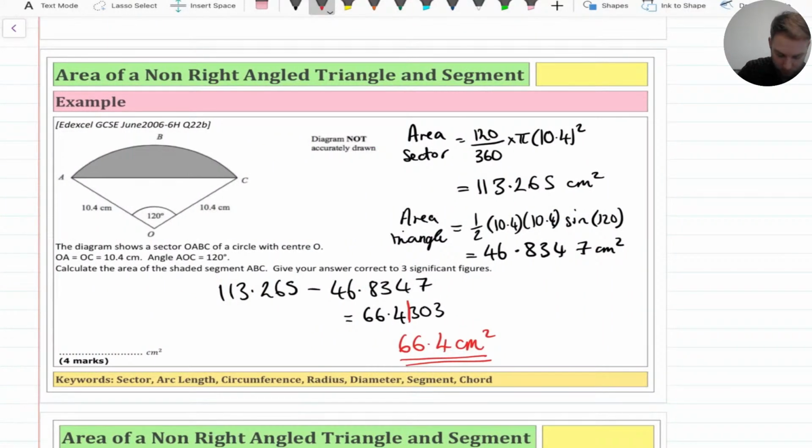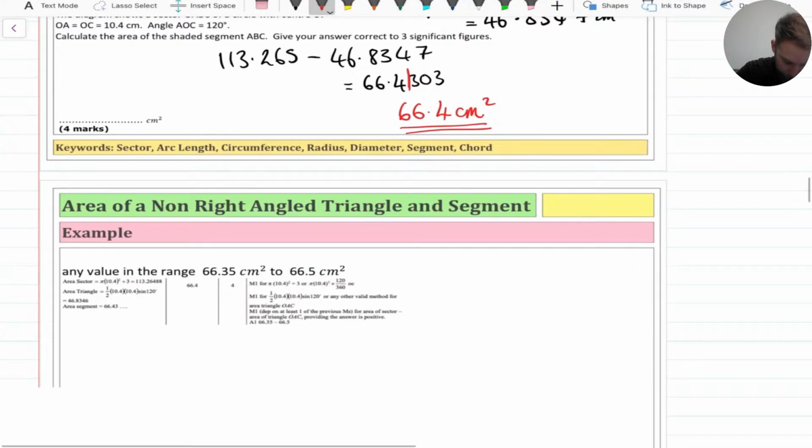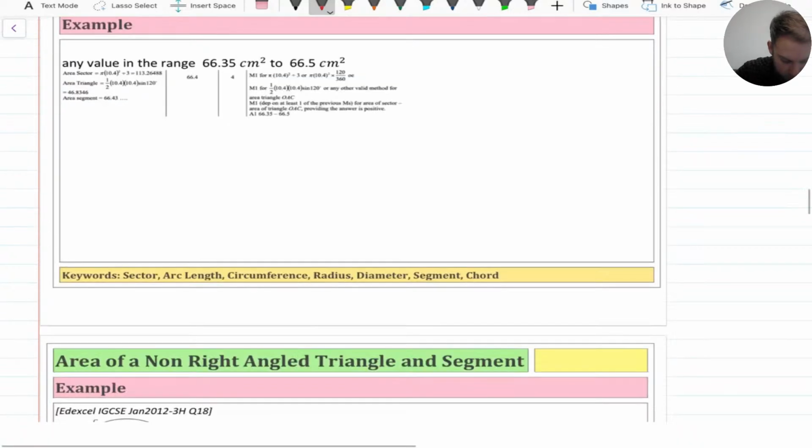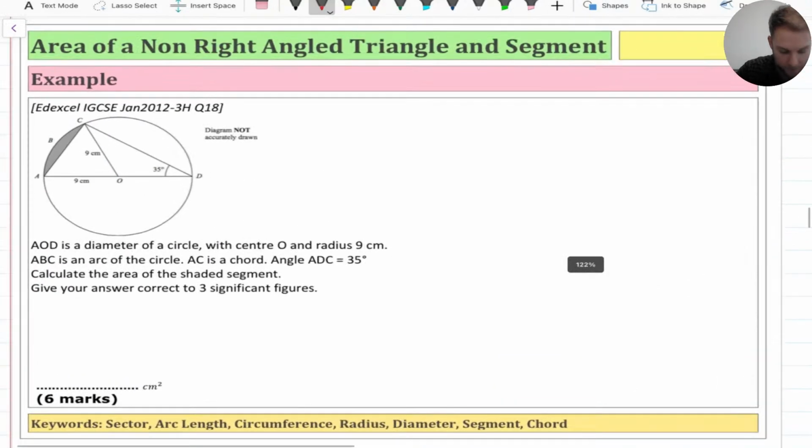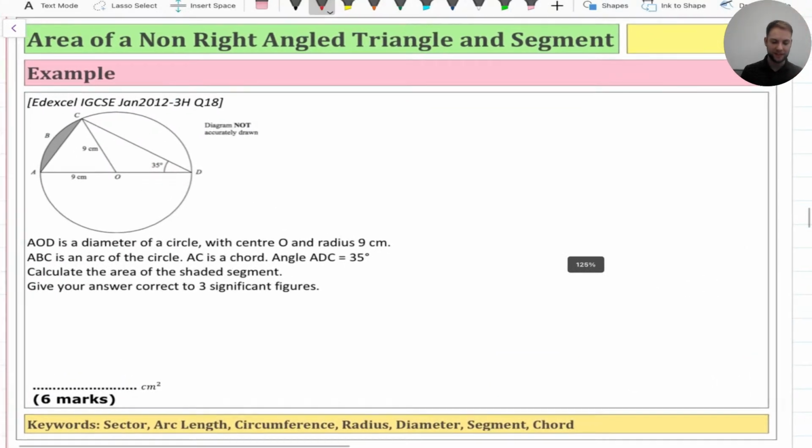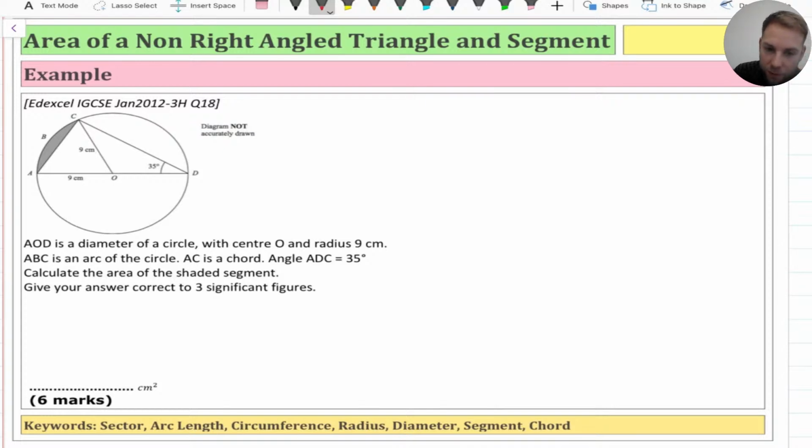So there's that one done. Now I've put this one on here because it's a little bit trickier, but it's almost exactly the same as the last one. There's just one extra step in this. This came up on the IGCSE in 2012. I thought it was a great question. If you're doing this yourself, maybe give yourself a second to have a go at it, and I'm going to go through it in a second.